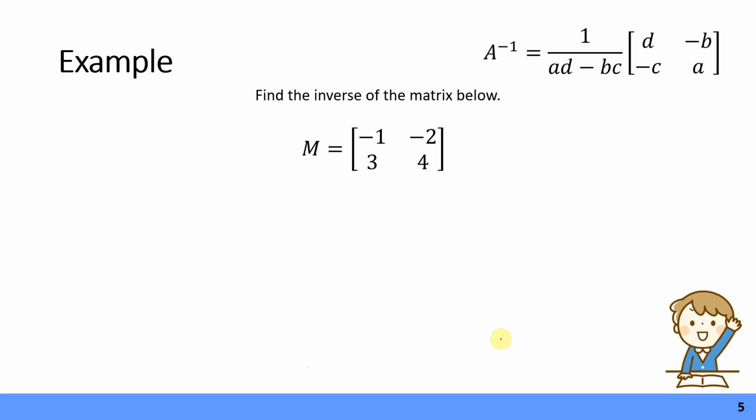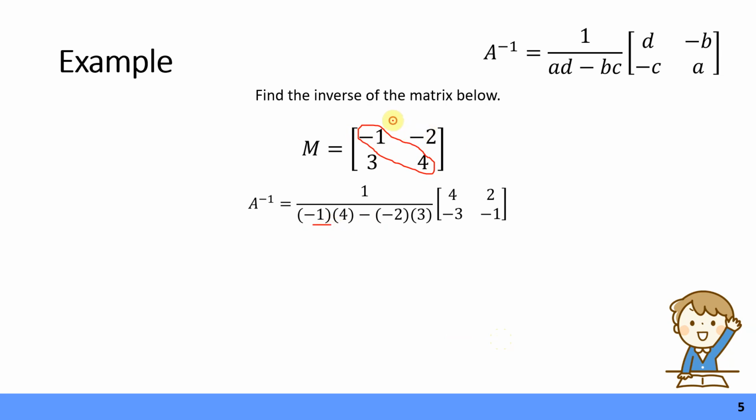So here we have the inverse of a matrix, and this matrix is called matrix M. Now, to find the inverse again, just use the formula. So here is the setup. 1 divided by, again, it's always this diagonal, so negative 1 times 4, always minus, and then this diagonal, negative 2 times 3, right there.